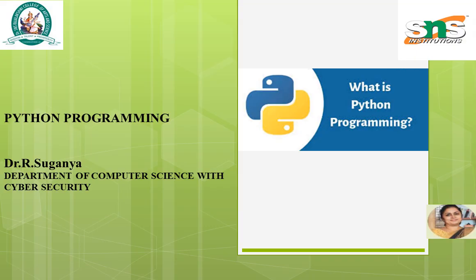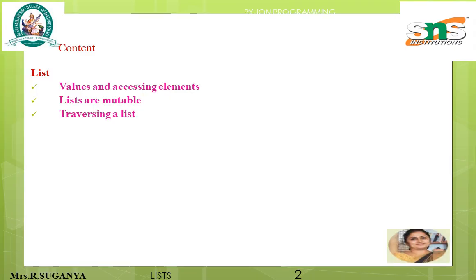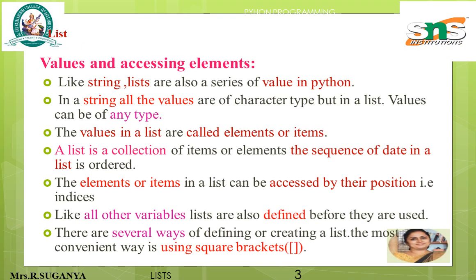Today we are going to see about the list topic in Python programming. The contents are: list values and accessing elements, lists are mutable, and traversing a list. So, what is a list? A list is a collection of items or elements, a sequence of data in a list which has been ordered.